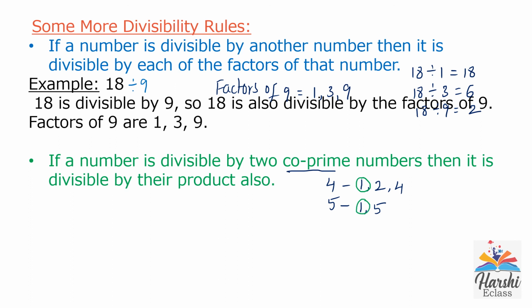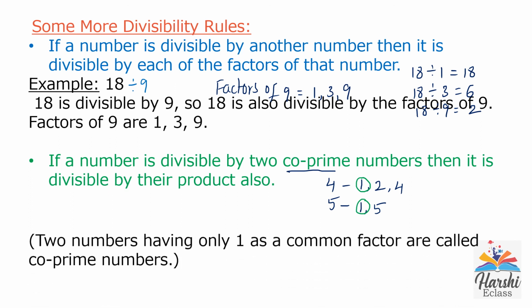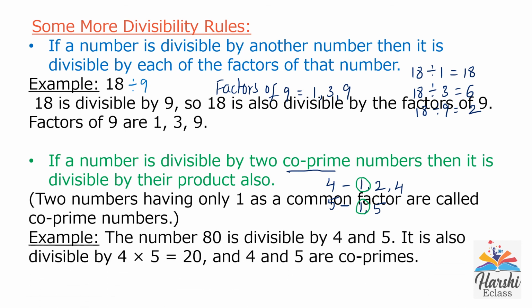We know that the numbers which have only two factors, those are called prime numbers. The numbers which have more than two factors, those are called composite numbers. And the numbers which have only number 1 as a common factor, those are called co-prime numbers. Here 4 and 5 are co-prime numbers. Example, the number 80. 80 is divisible by 4 and 5.